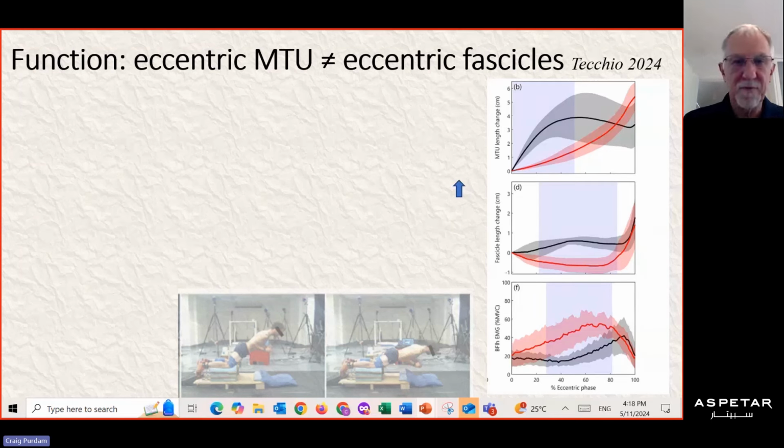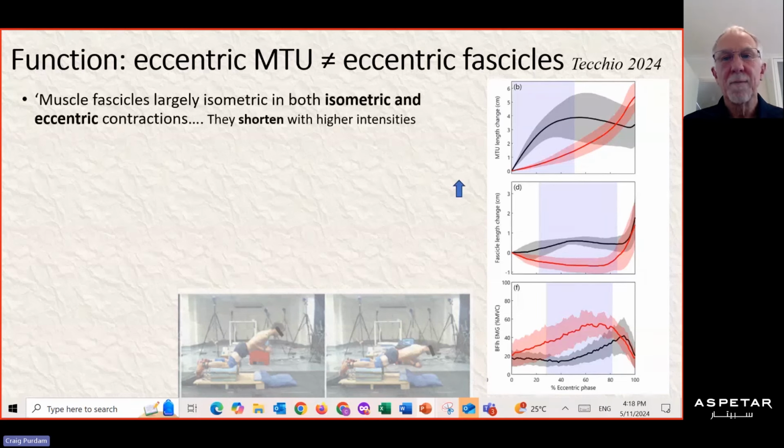the fascicles are not eccentric. This also depends obviously on activation as well, but at higher activations, the muscle fascicles stay largely isometric, with both isometric and eccentric contractions. And this isometric is held at shorter lengths as we go to higher intensities.